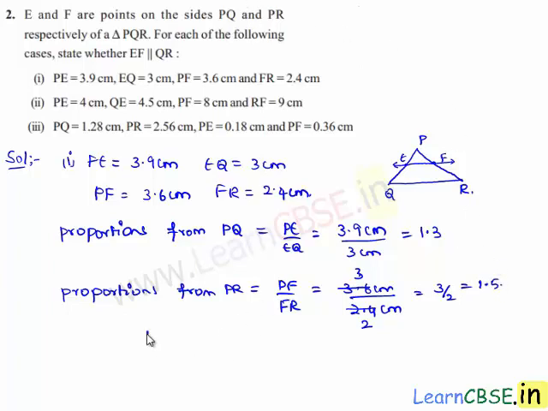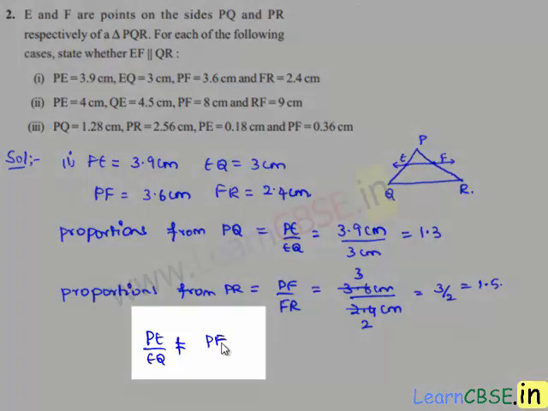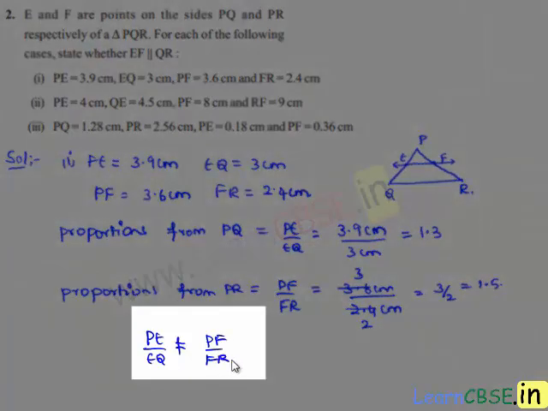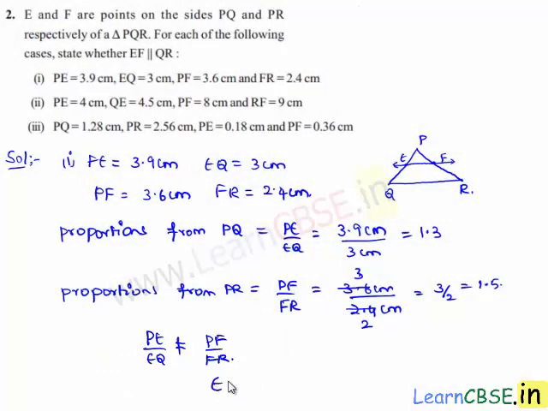Now as PE by EQ is not equal to PF by FR, this doesn't satisfy the rule that proportions of two sides divided by the line EF are equal. So we can say that from converse of basic proportionality theorem, EF is not parallel to QR.